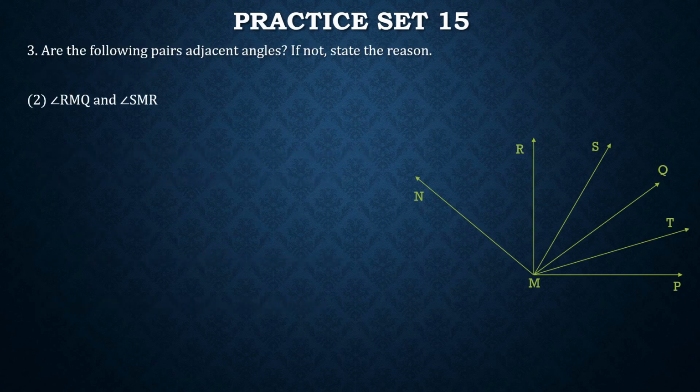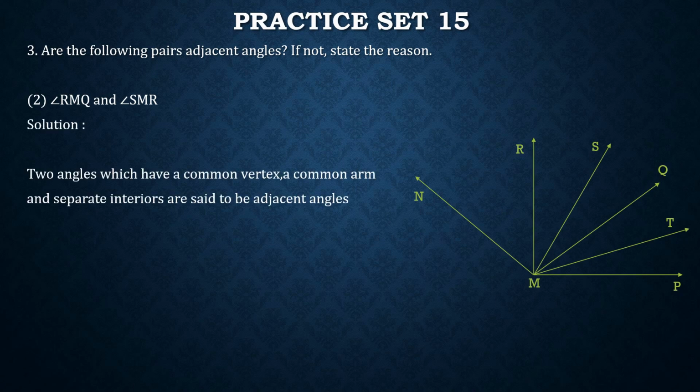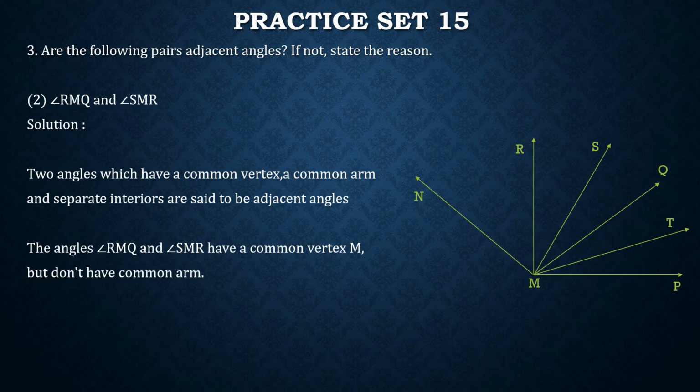Second one, angle RMQ and angle SMR. Solution. Two angles which have a common vertex, a common arm and separate interiors are said to be adjacent angles. The angles RMQ and SMR have common vertex M but do not have a common arm. Therefore, angle RMQ and angle SMR are not adjacent angles.